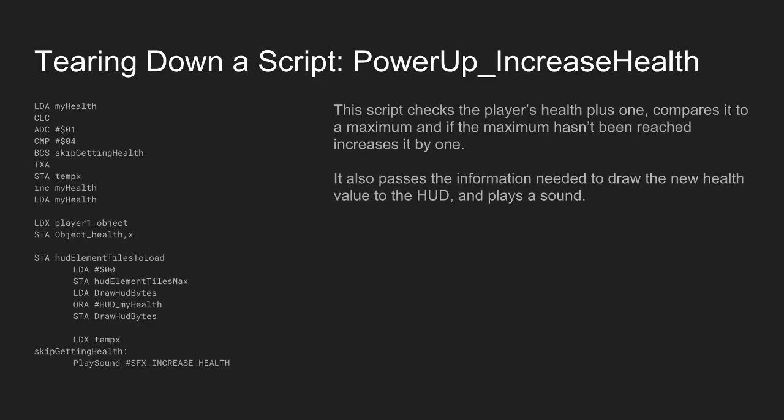Next, we're actually going to dig into a script. First, we're going to go into power up, increase health. The script checks the player's health plus 1, compares it to a maximum, and if the maximum hasn't been reached, increases the health by 1. It also passes the information needed to draw the new health value to the HUD and plays a sound.